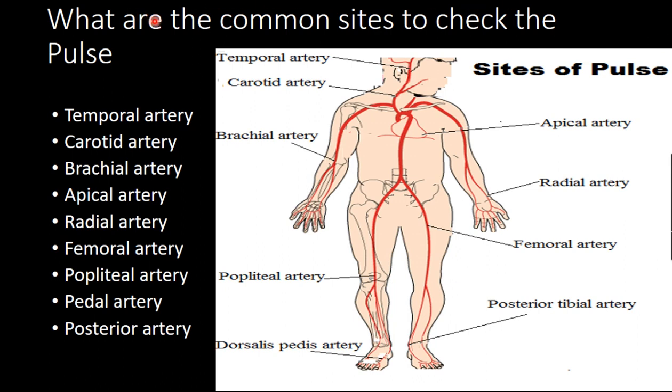Then next is, what are the common sites to check the pulses? These are the temporal artery, carotid artery, brachial artery, apical artery, radial artery, femoral artery, popliteal artery, the dorsalis pedis artery, and the posterior tibial artery.